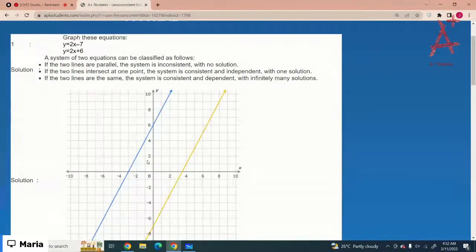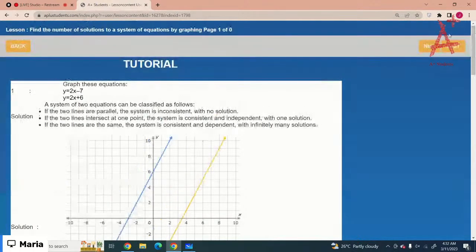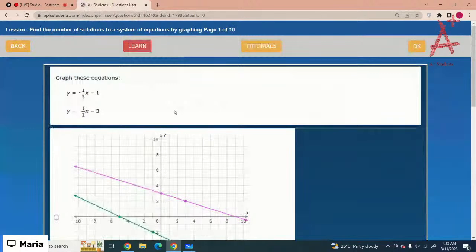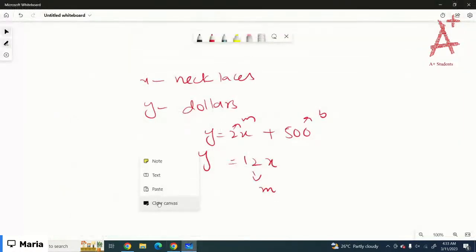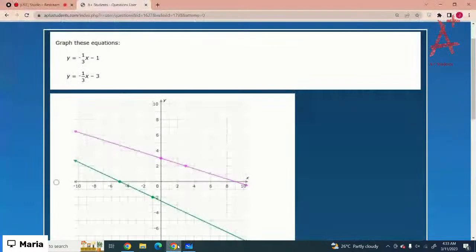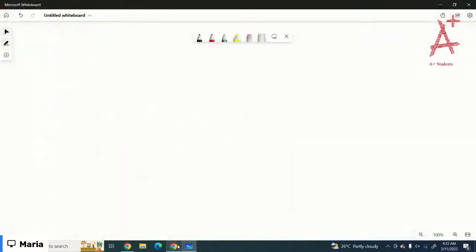Basically, the lines must intersect each other at one point, or both lines have the same equation, meaning the same points. So if the lines intersect at one point, that means the system is consistent and independent, and the system has just one solution. Got it? Let's start with the test questions. Okay, y equals negative 1 over 3x. Let me write down the equation on the board: y equals negative 1 over 3x minus 1.